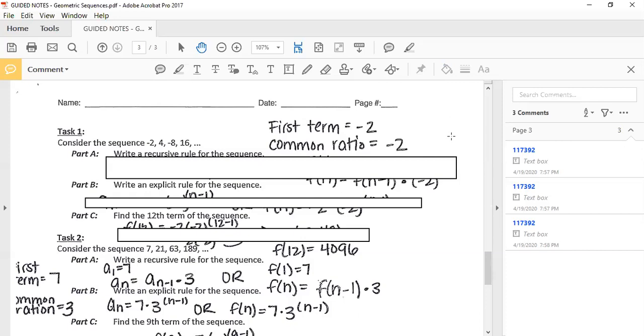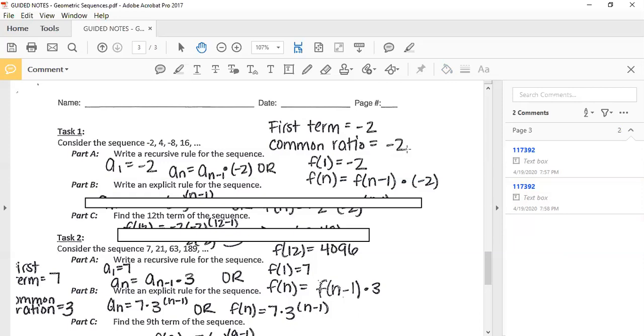So if I wrote a recursive rule here, I would have to have 2 lines. First, I would have to say f of 1, or my first term. My first term here is -2. So I got f of 1 equals -2. And then my next line is going to be f of n is equal to f of n minus 1 times my common ratio, which in this case is -2. Okay, so here it is right here. For a recursive rule, you have to have 2 lines, which again, just like with arithmetic sequences, I much prefer the explicit rule. Okay, it's a little bit more direct.